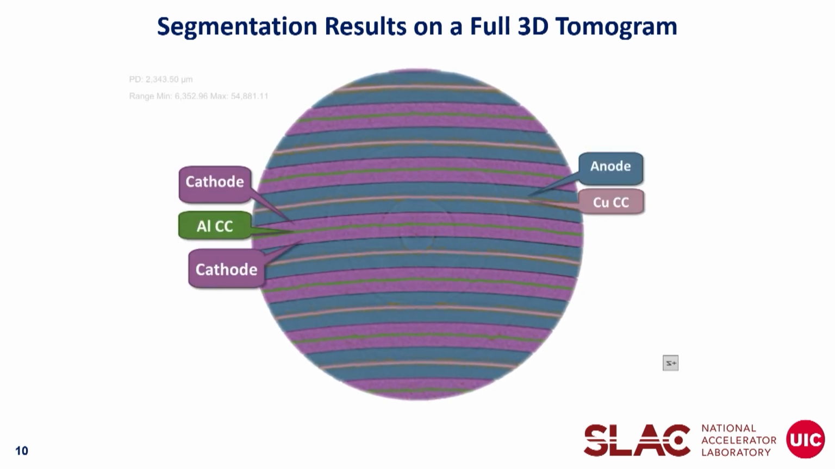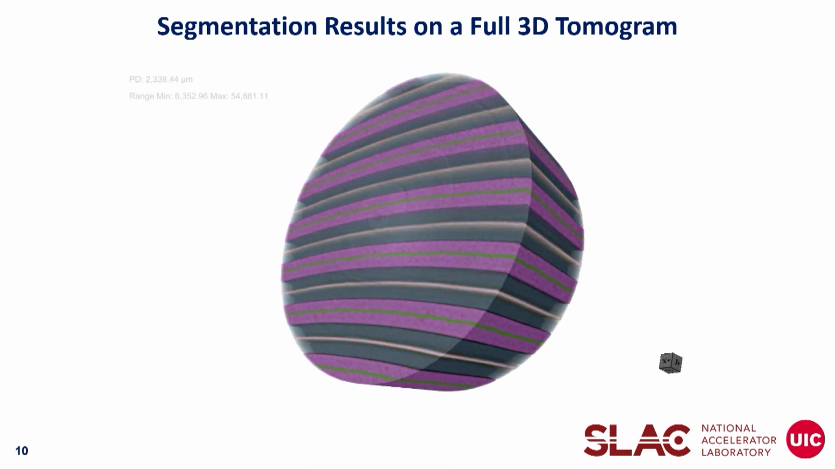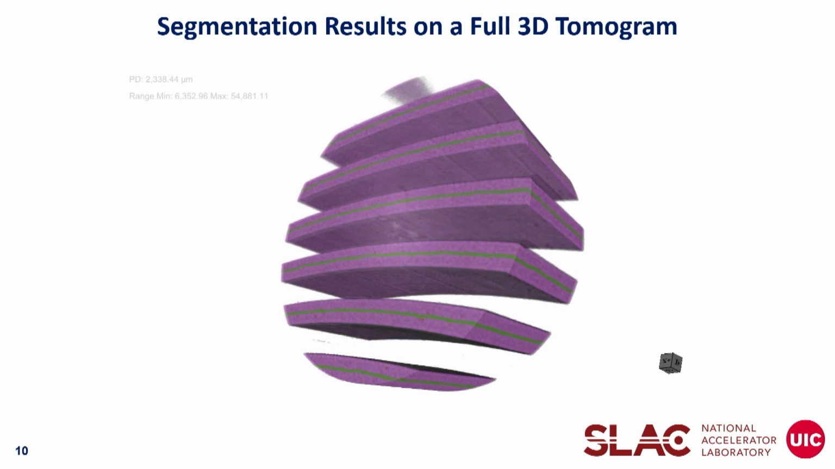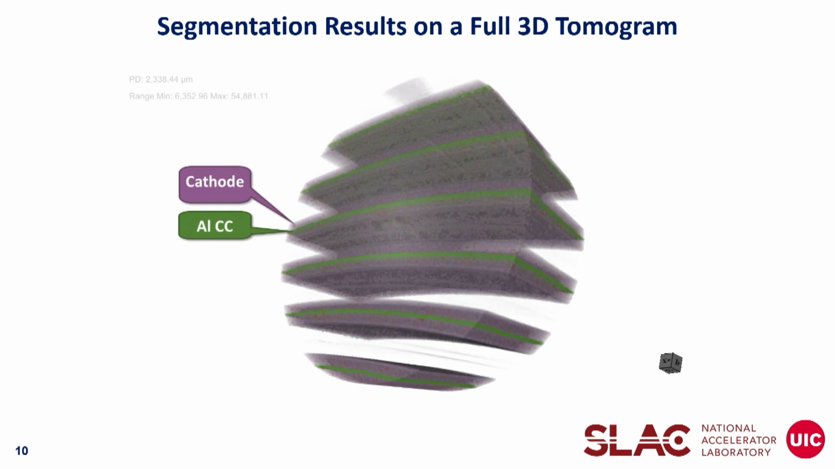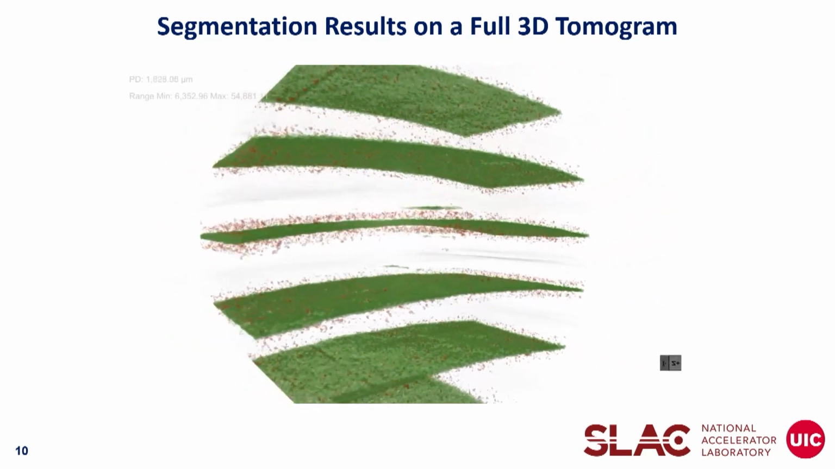Here we can see our repeating layers of dual-coated anode and cathode with our corresponding current collectors. Now we can peel away the structures of the anode-cathode composites to better visualize the voids that have formed through this higher rate cycling. Here's the aluminum current collectors in green, and we have our cathode voids in orange here.